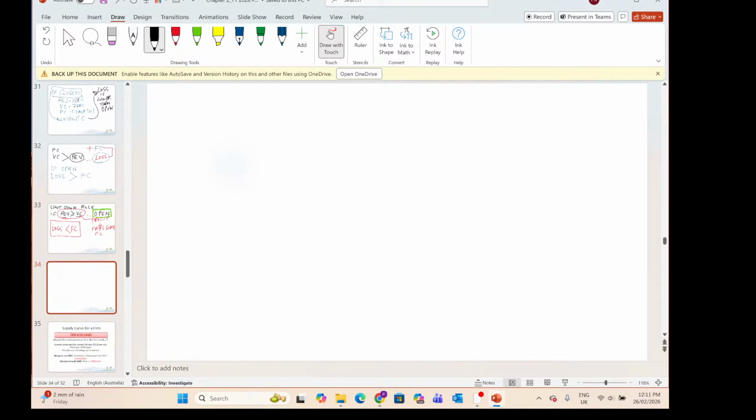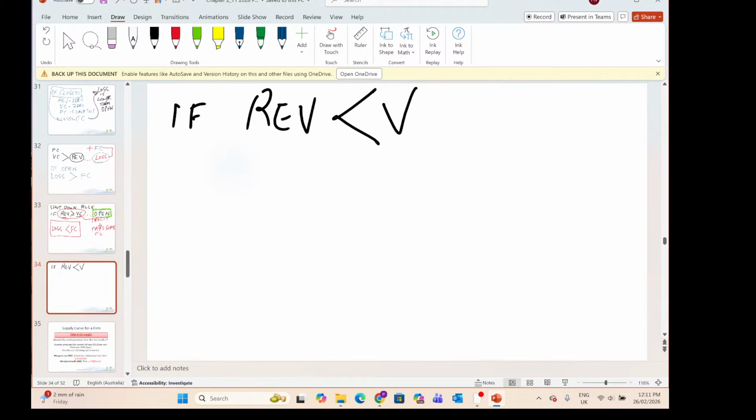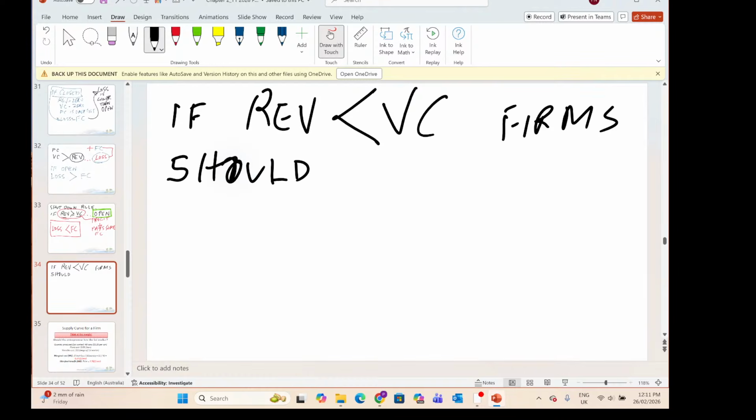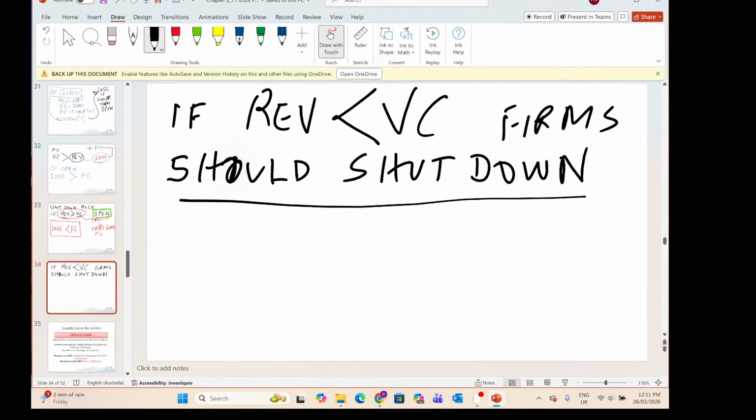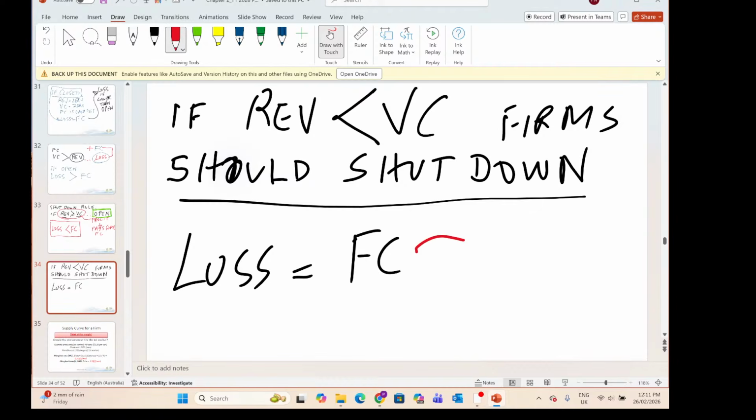On the other hand, if revenue is lower than the variable cost, firms should shut down. Why should they shut down? Because the loss is equal to the fixed cost. And so we'd say that the loss is minimized. This is called loss minimization.